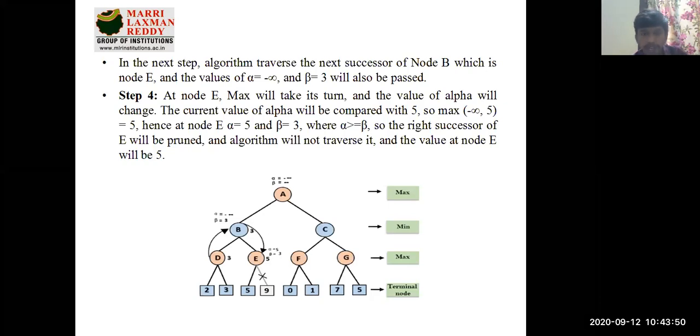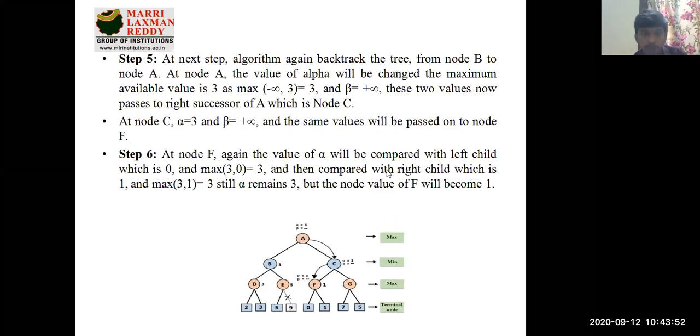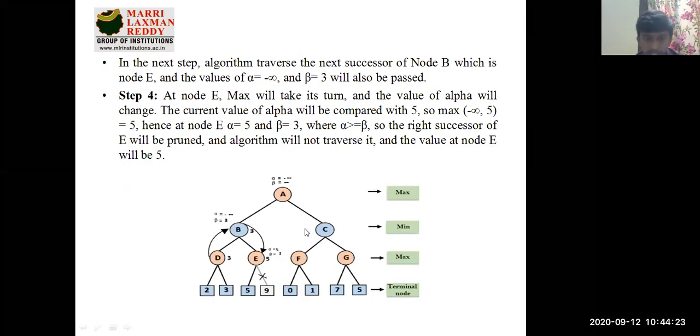Okay, now let's look at the other step, step 5. This will be more precise for you to understand. At step 5, the algorithm again backtracks to your root node A, because the left side of your tree is completely traversed and we have got some solution. Now let's look at the next node called node C. We will move to node C and see here that at root node A the values are updated to alpha equal to 3 and beta equal to infinity from your previous tree.